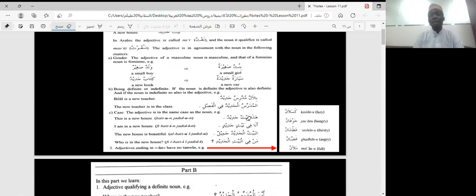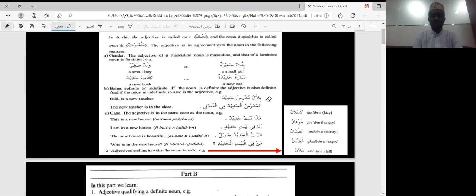The second matter in which na'at and man'ut are in agreement is what? Being definite or indefinite. If the noun is definite, the adjective is also definite. And if the noun is indefinite, so also is the adjective. That is, the adjective should also be indefinite.